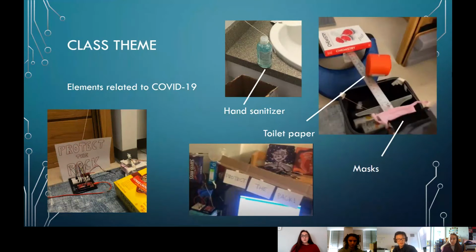For the class theme, the general PSA was hoping to be related to COVID-19. And so here I have images of different aspects of our stages related to COVID-19. We have two signs that say protect the pack, as well as using hand sanitizer as an object within a stage, and also toilet paper and masks in the stage as reminders of both guidelines for COVID-19 as well as that reminder of what happened during quarantine.